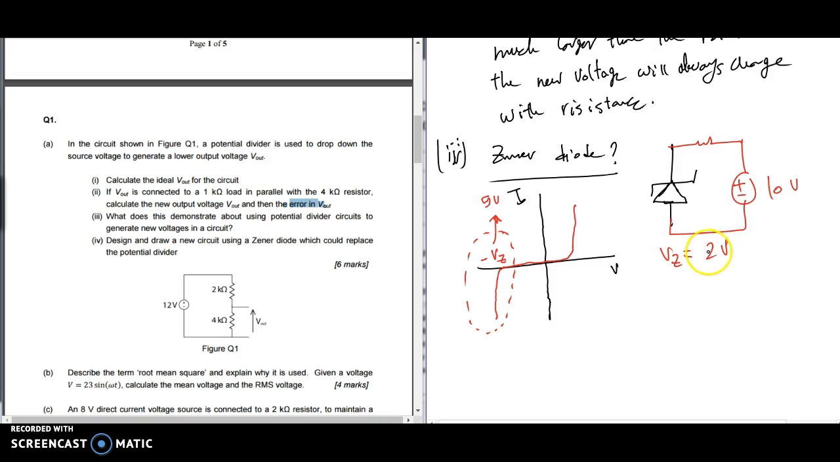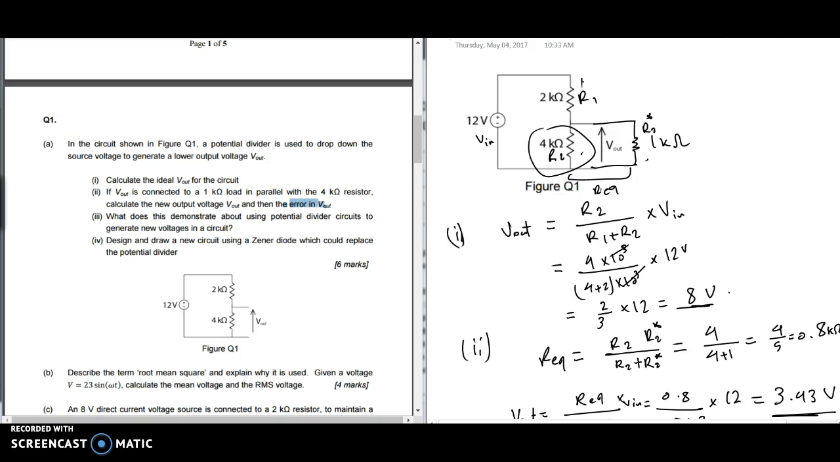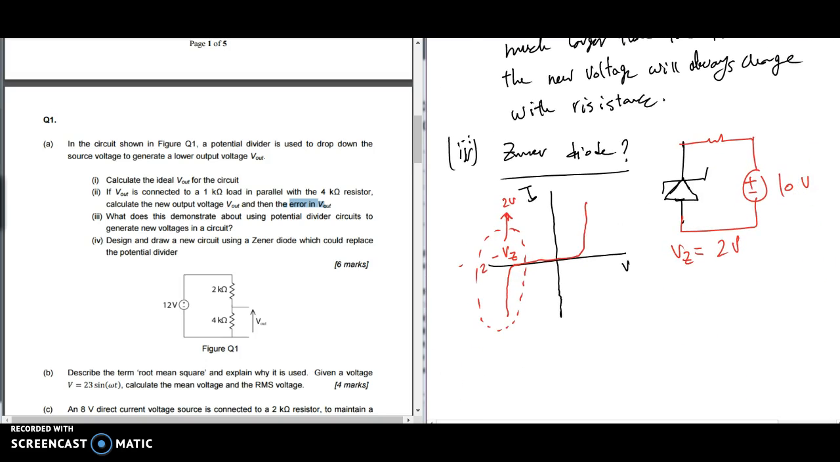Now, 10 volts is much greater than 2 volts, especially as it's in the opposite polarity. So if this is 2 volts, 10 volts would be in that breakdown region. Given the characteristics of this diode, if you measure the voltage here at the output, it will always be 2 volts, because this is the characteristic of this diode.